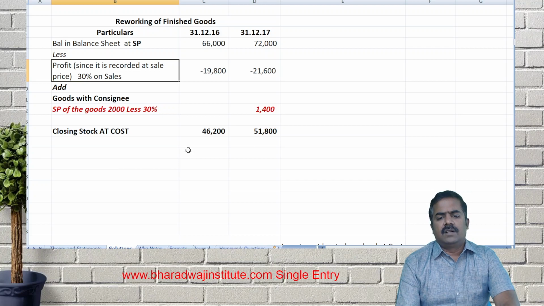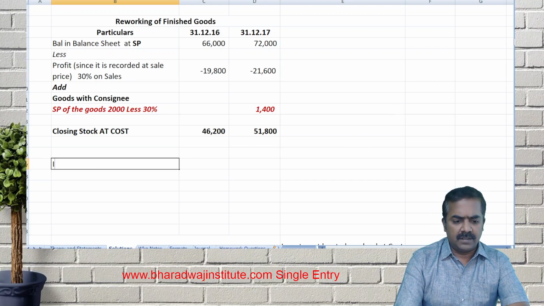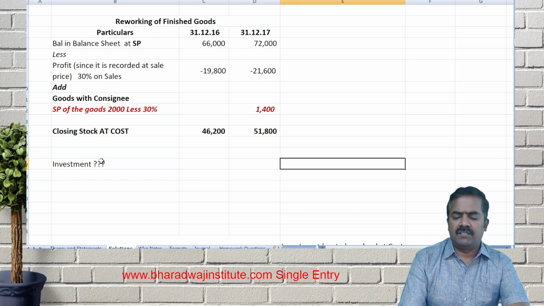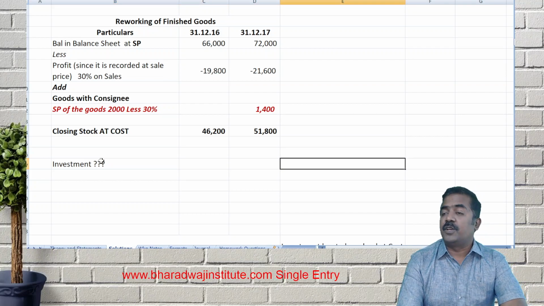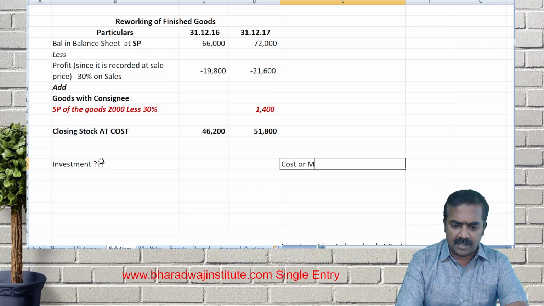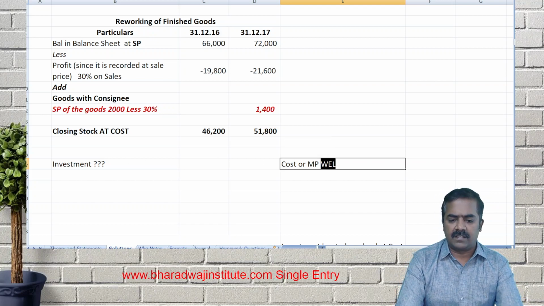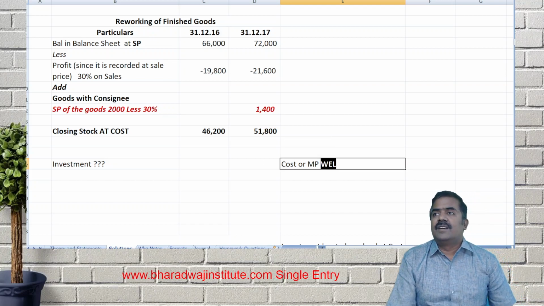Next, try to value the investments. Which one? Investments. To tell you, investments, if they are trade investments, when you keep on buying and selling, they will be valued at what? Cost or market price, whichever is less. Long term investments will be valued at cost.